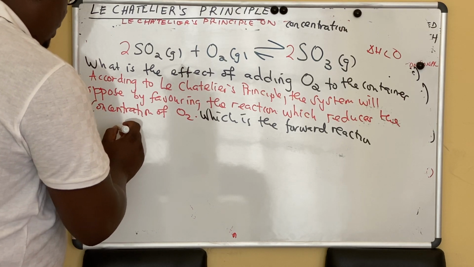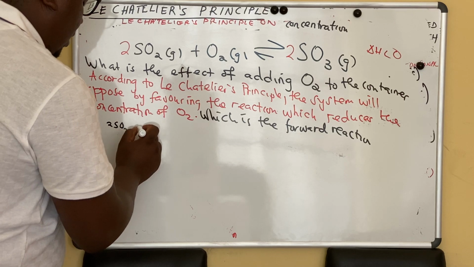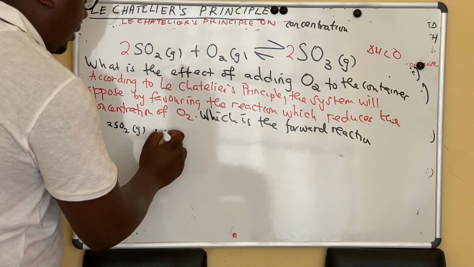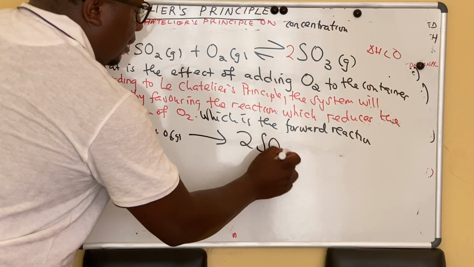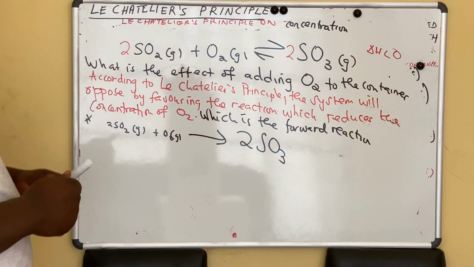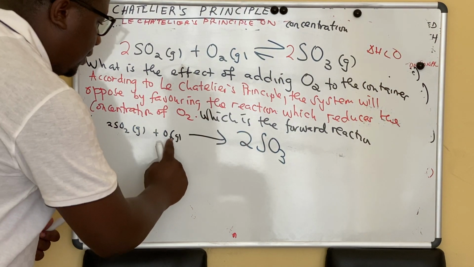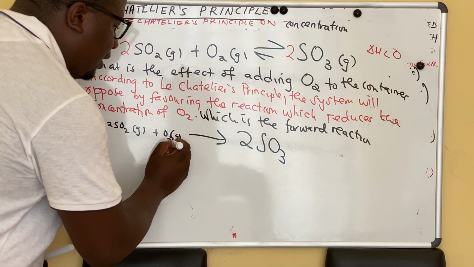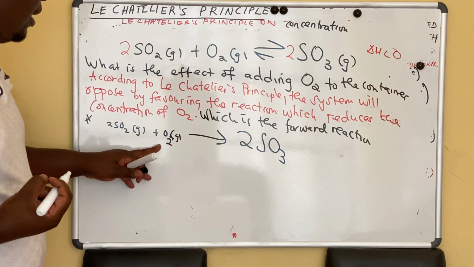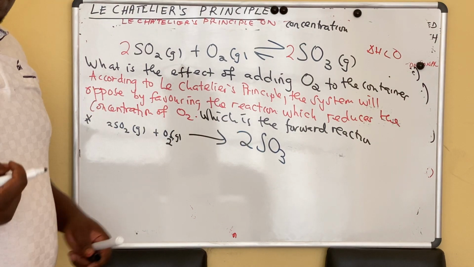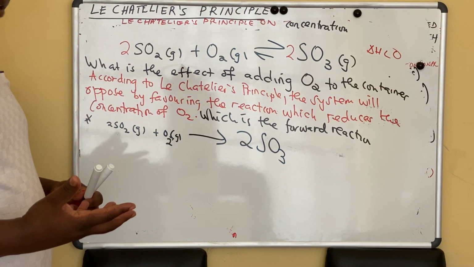So the forward implies what? Which one is the forward? The forward is the one where we have little amounts of SO2 and little amounts of oxygen, but we have high amounts of SO3. So it means if we add oxygen to the container, the system is going to oppose by favoring the forward reaction. This forward reaction reduces the concentration of oxygen. Instead, what does it do? It increases the concentration of sulfur trioxide. Do you understand it there?